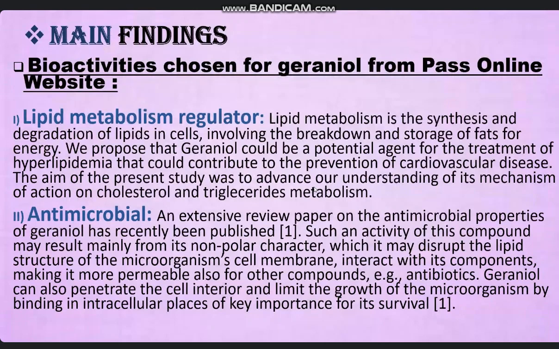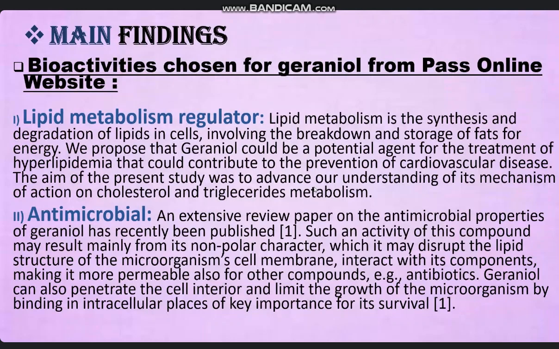So, in easy words, antimicrobials are substances that kill microorganisms such as bacteria or mold, or stop them from growing and causing diseases. So in this case, geraniol disrupts the lipid structure of the microorganism's cell membrane, and it helps antibiotics to penetrate by making it more permeable.